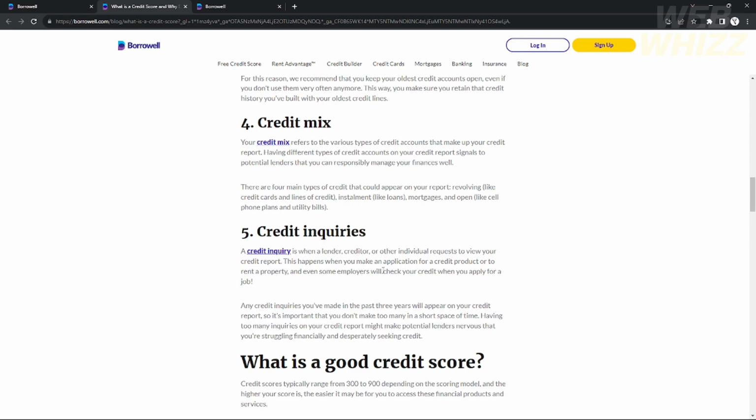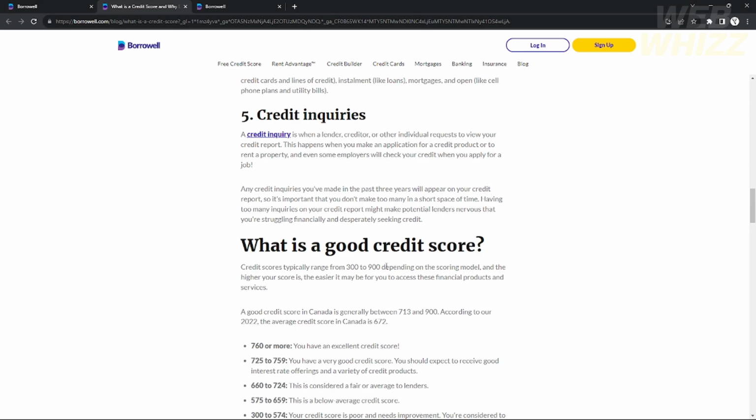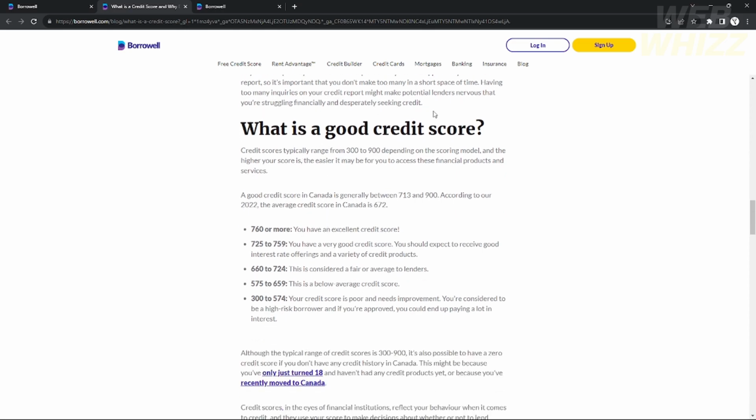So they also have credit history, credit mix, and credit inquiries, but these factors do not affect your credit score as much as your credit utilization and payment history. So you don't need to care much about this.